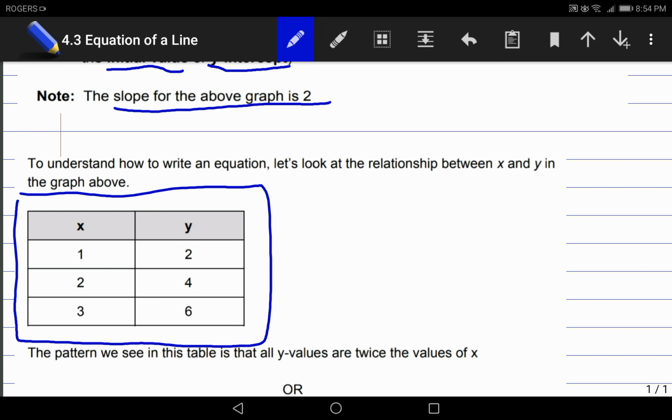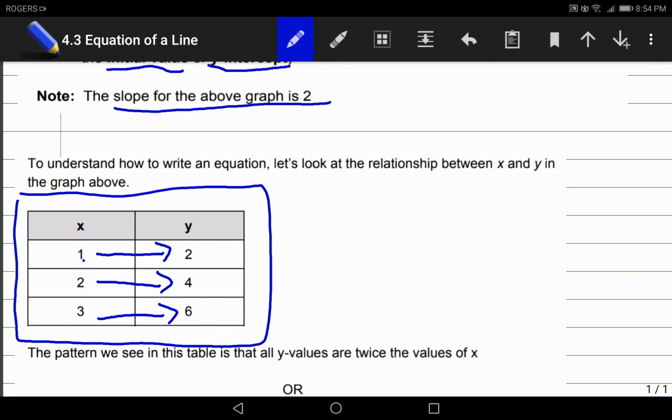And we are going to take a look at the pattern that is occurring here, or the relationship that is occurring from going from X to Y. All right, so we're going to take a look at this pattern. And by looking at it, what would you say is happening with all the Y values here? How are they related to the X value?